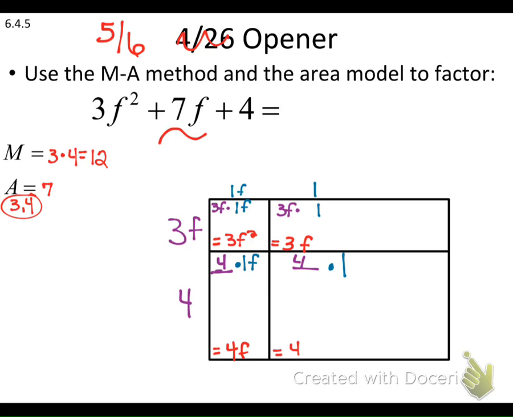So now we have, remember this is my area. Area equals height times width. What's my height? 3F plus 4. And I put parentheses around that, F, times what's my width? 1F plus 1. There you go. That's it.